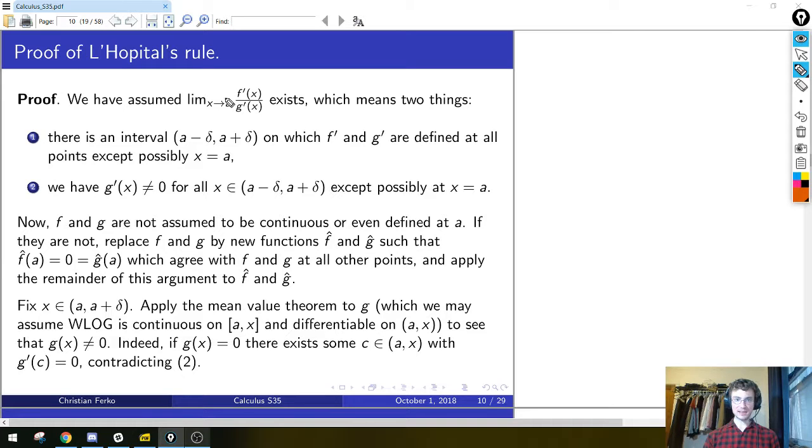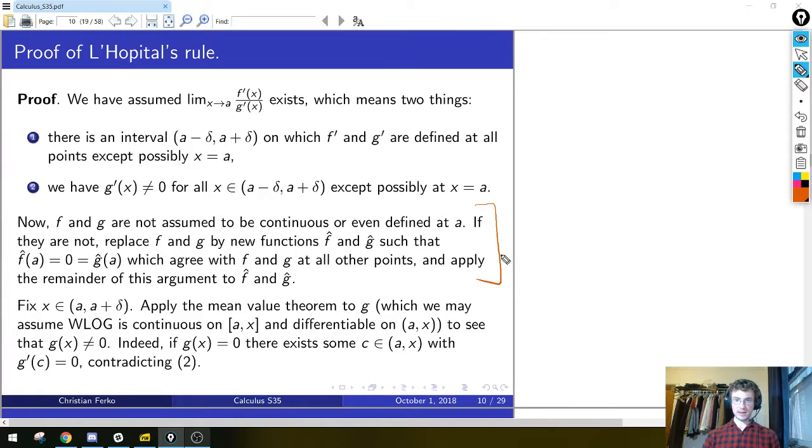Second, if this limit exists, that means the denominator must be non-zero on some interval near a. So we must have g prime not equal to 0 for all x in that same interval, again except possibly at the point in question, x equals a. So those are 2 things which follow from our assumptions.